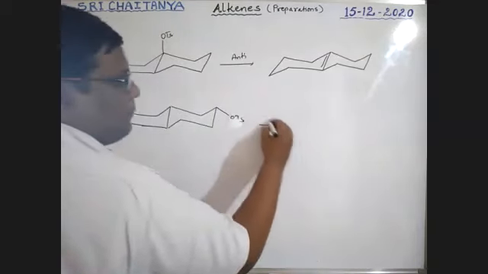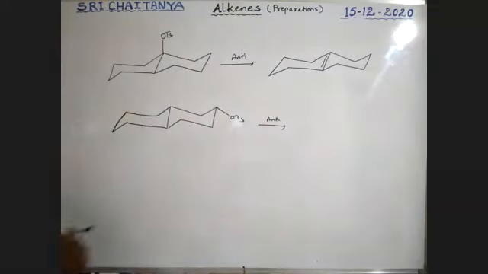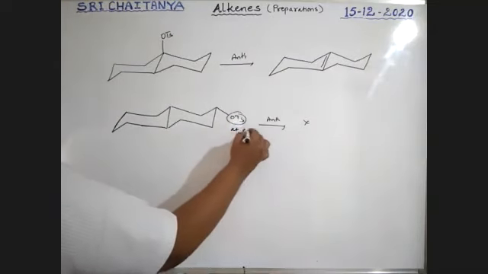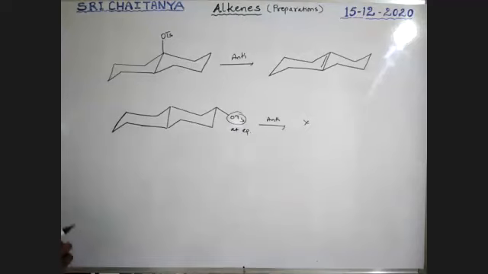Next, tell me your answer. OTs, is anti-elimination possible or not possible? OTs means tosyl group, the best leaving group. No anti-elimination, because it is at equatorial position. At equatorial, that is why it is not possible.